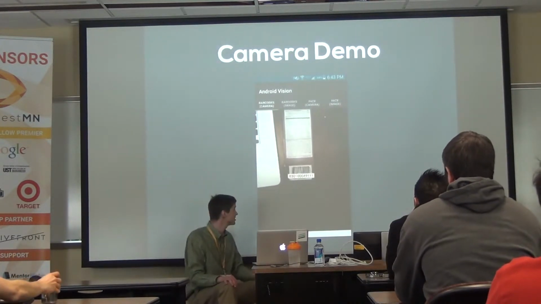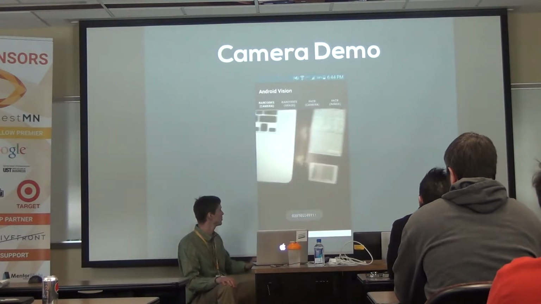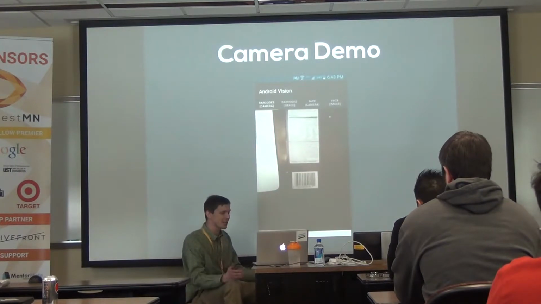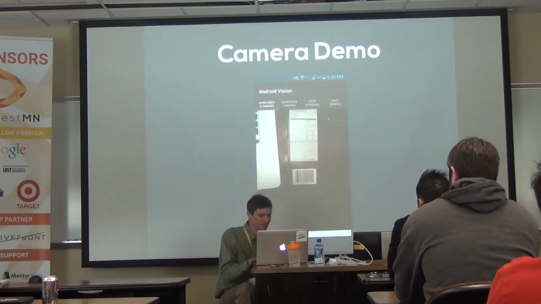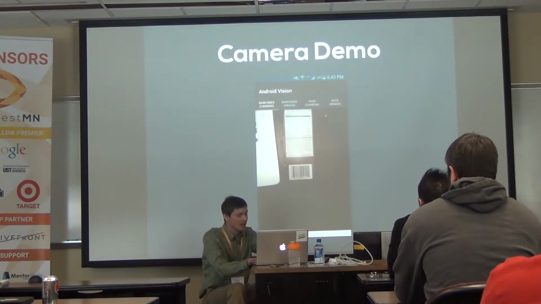I also added a gesture detector, so when a barcode does appear, you can tap on it and it'll show this toast. I don't know if you can see it down below. It's just an example of the very simplest thing you can do with this barcode detector. So that's the dynamic input.